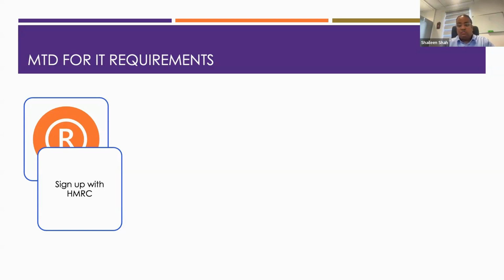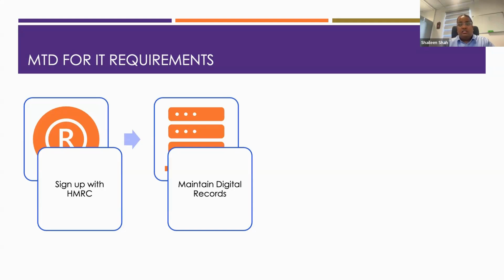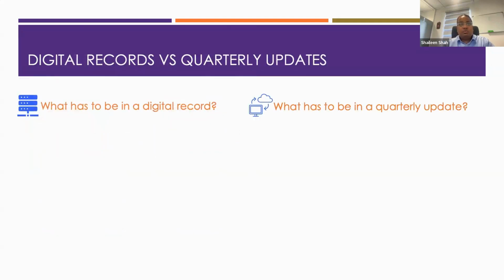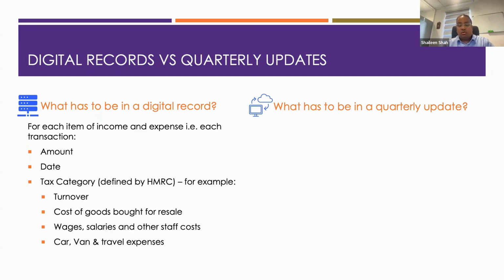We then have to maintain digital records. And by digital records, what does that mean? Well, it's to store your accounting records like income and expenses and invoices digitally using accounting software or spreadsheets that are MTD compliant. What that would mean on a quarterly basis is, effectively, the date, the amount, and then which category that income or expense falls into. So is it the expense of paying a wage, or is it motor expenses, or is it income in turnover?